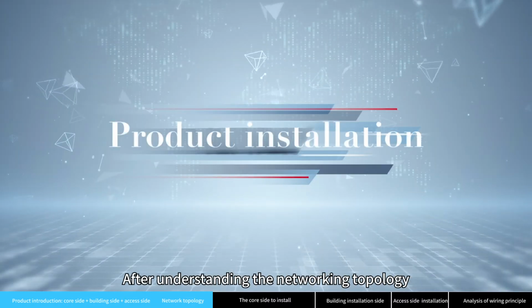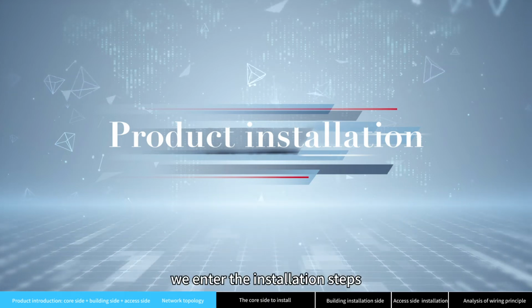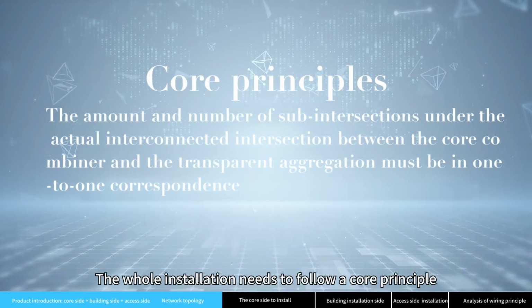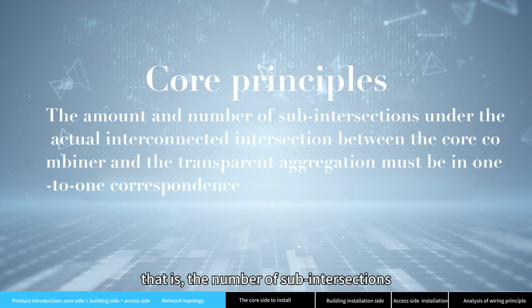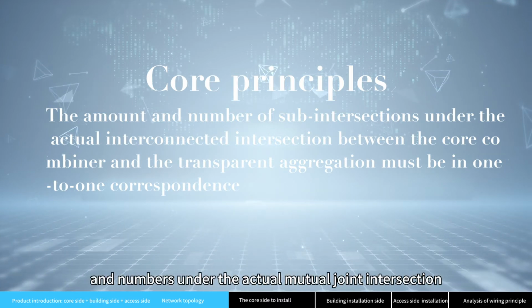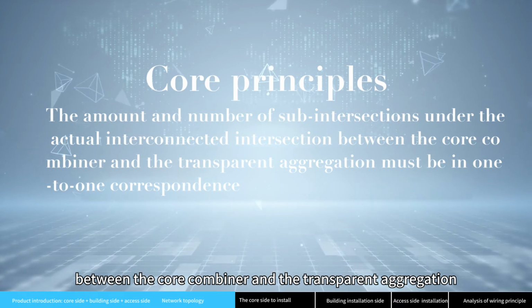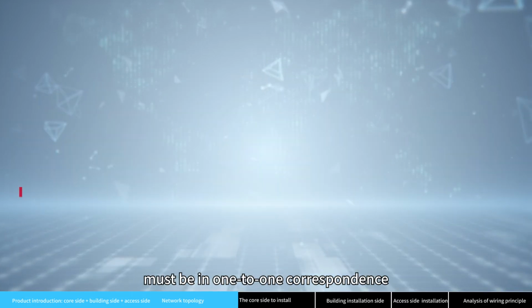After understanding the networking topology, we enter the installation steps. The whole installation needs to follow a core principle. That is, the number of subintersections and numbers under the actual mutual joint intersection between the core combiner and the transparent aggregation must be in 1-to-1 correspondence.